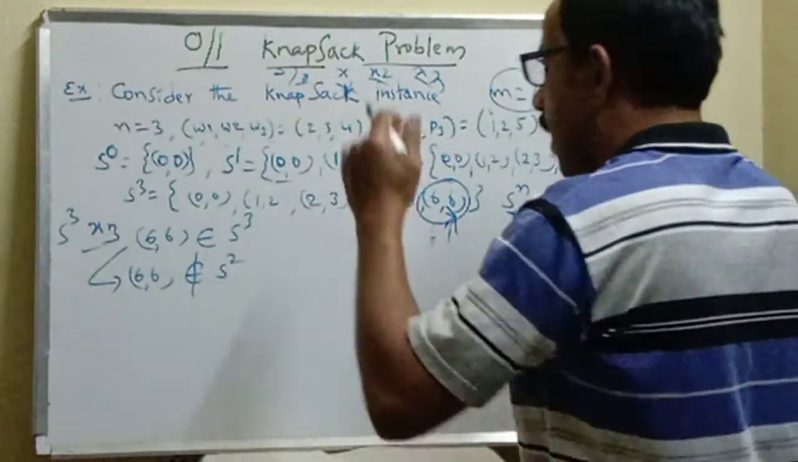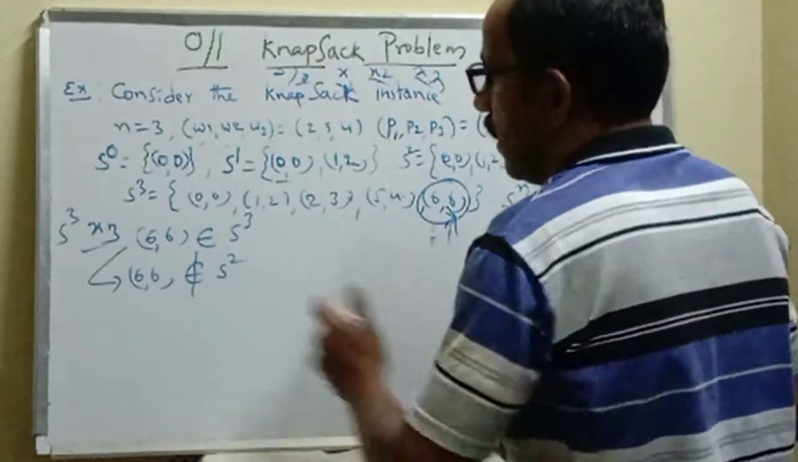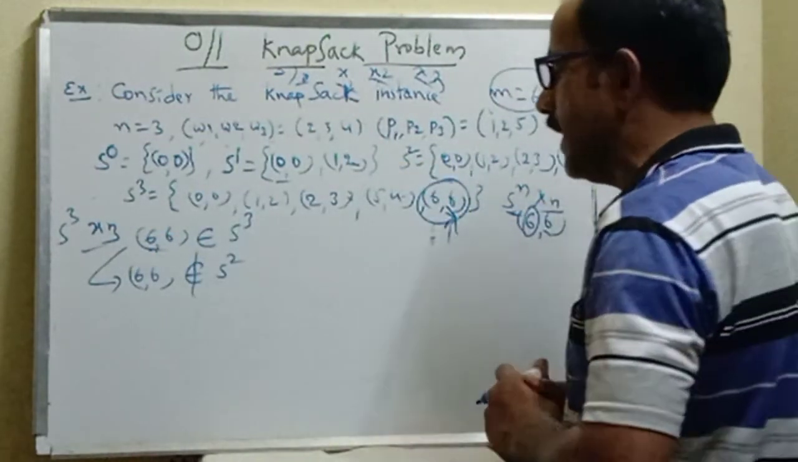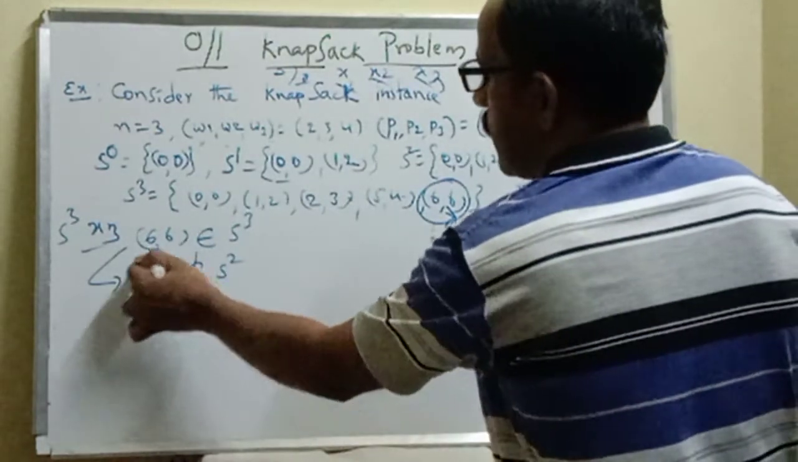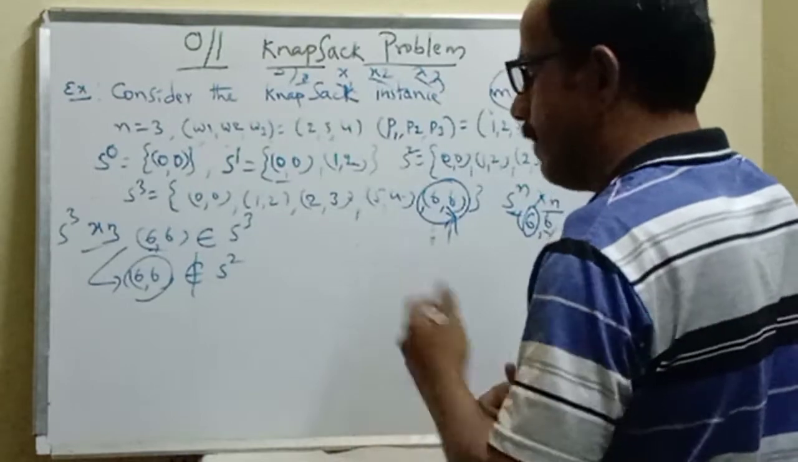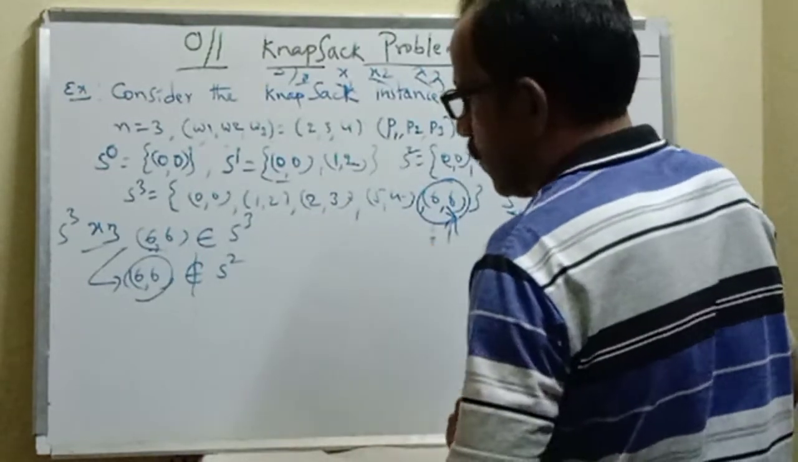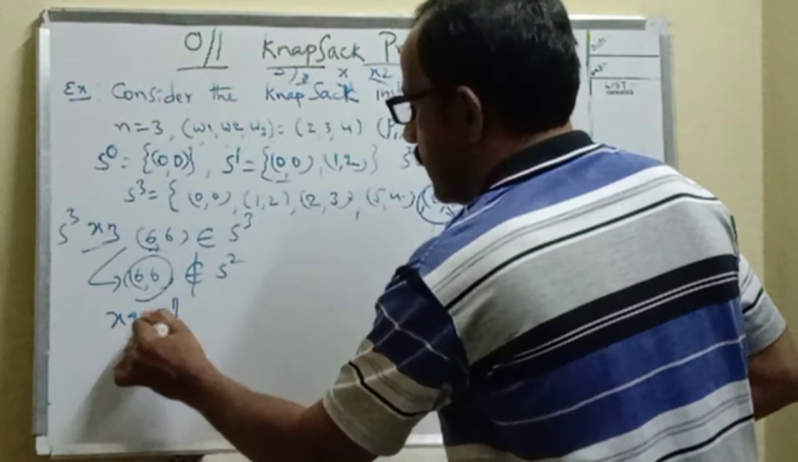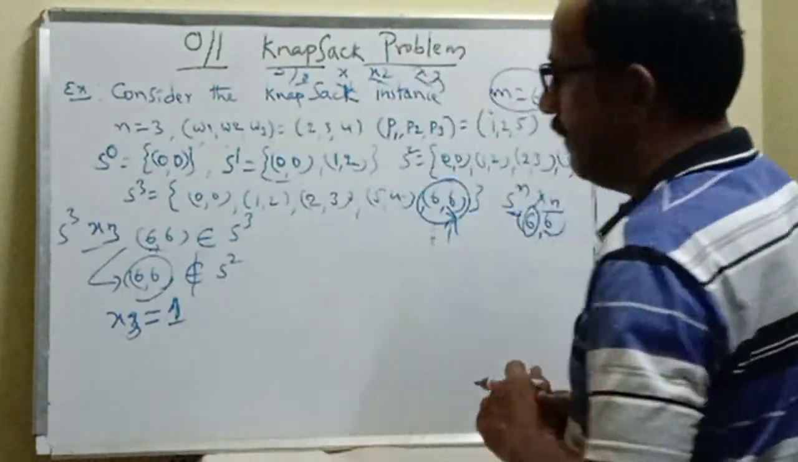Means on S2 something has happened. We got 6,6 because on one particular pair, we added P3 W3. So something has happened on S2, some changes have happened on S2. So that's why we consider X3 as 1. See, just carefully observe here.